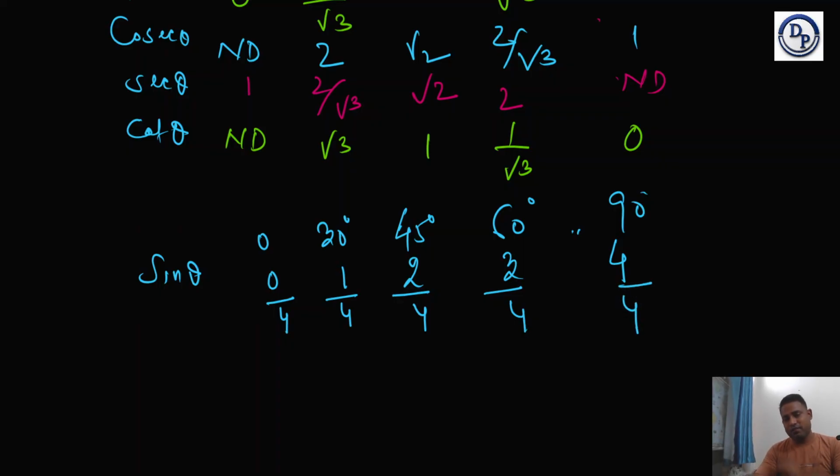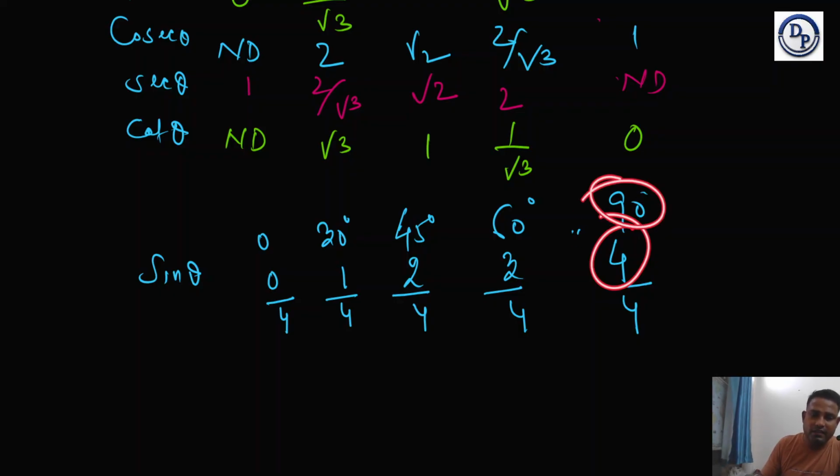Okay. The first step, what I did to remind the values of sine theta, I wrote numbers starting from 0 to 4: 0, 1, 2, 3. 0 under the topic 0 degree, 1 under the topic 30 degree, 2 under 45 degree, and 3 under 60 degree. Similarly, I have written 4 under 90 degree.